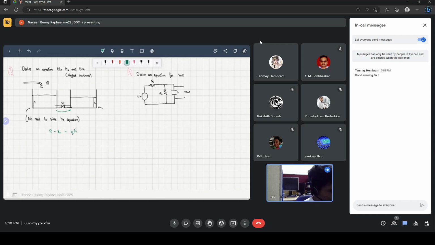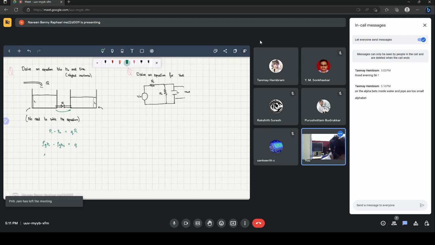Where P1 is the pressure in the source, P2 is the pressure in the sink, Q is the flow, and R is the resistance. So we know that the pressure in the source here was rho g H1. The pressure in the sink is rho g H2. And that is equal to Q into R. Therefore, the flow from tank 1 to tank 2 is as follows.